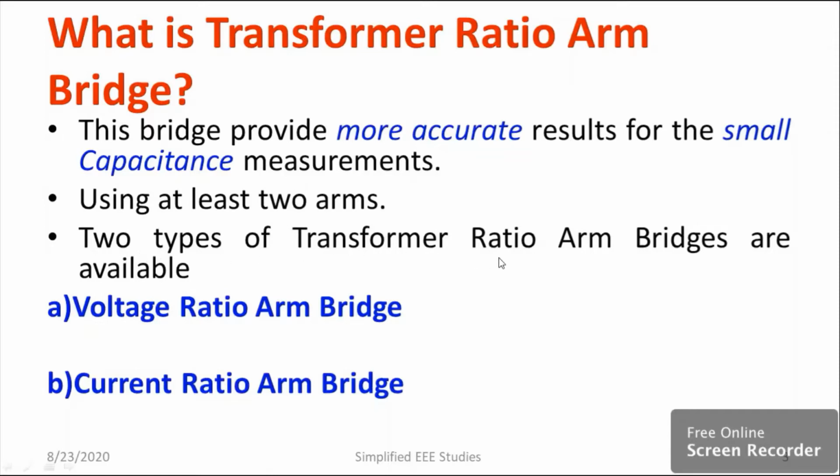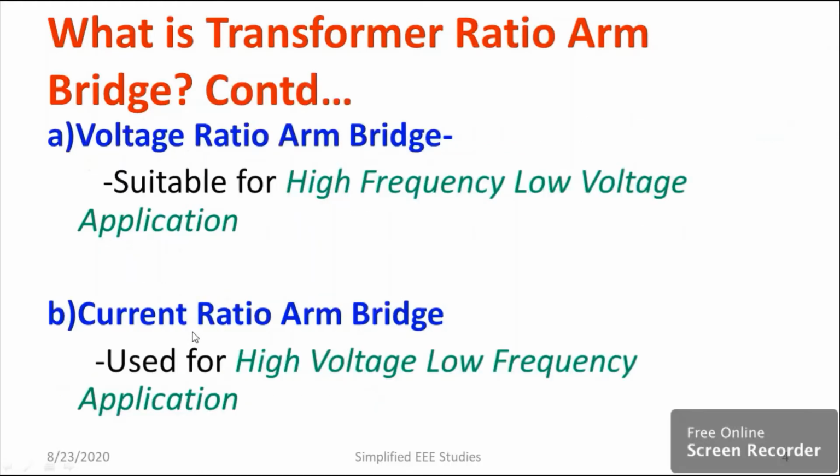Then 2 types of transformer ratio bridge are available. So how to classify the transformer ratio bridge? The first one is the voltage ratio bridge and the second one is known as the current ratio bridge. Let's understand what a voltage ratio bridge and a current ratio bridge are and why they are required. The voltage ratio bridge is suitable for high frequency, low voltage application, whereas the current ratio bridge is more appropriate for high voltage and low frequency application. So these are the main classifications of the transformer ratio bridge.